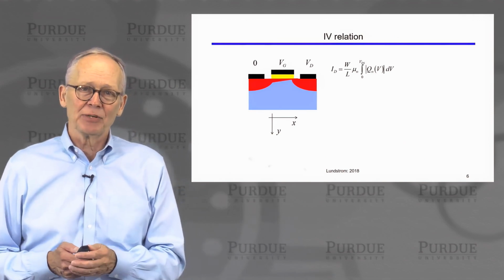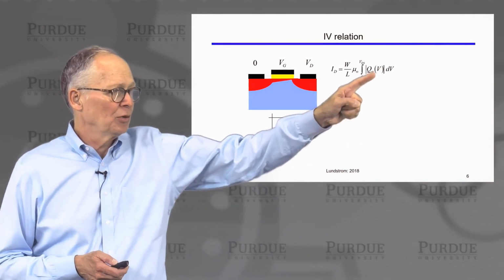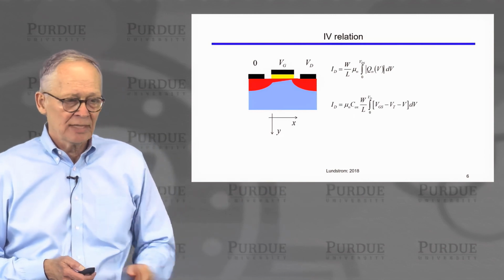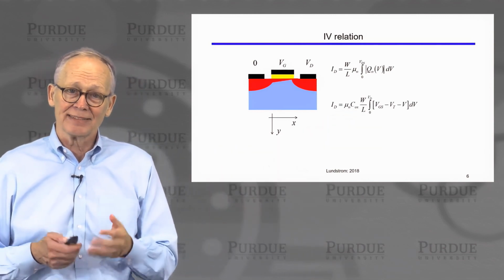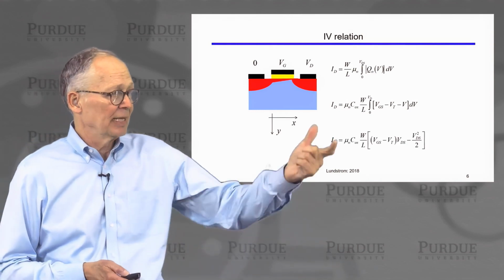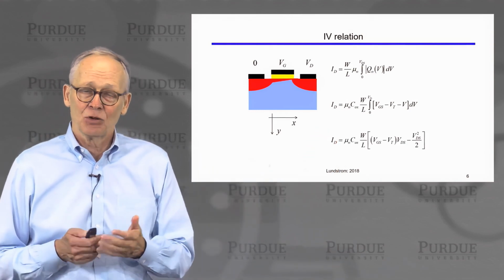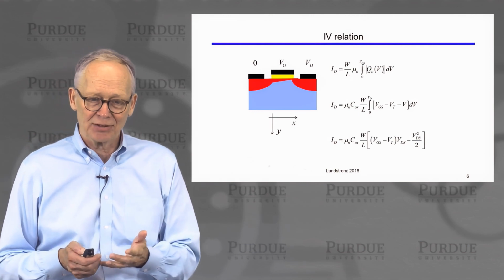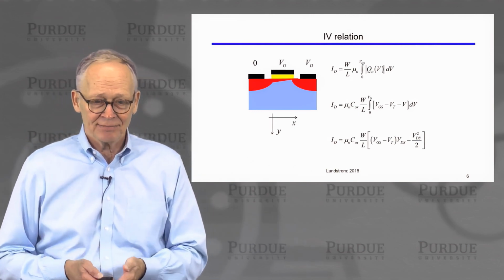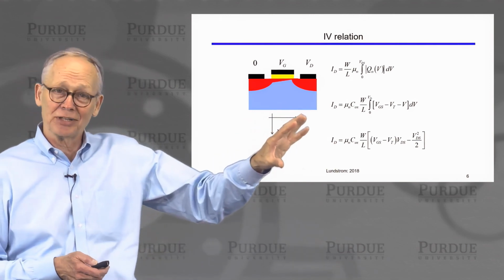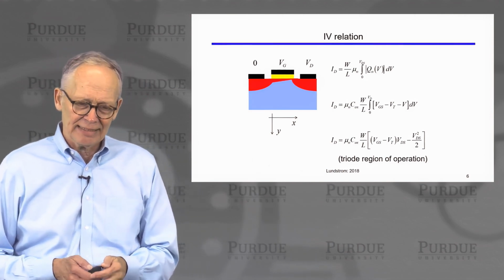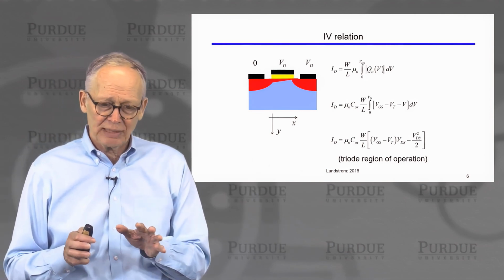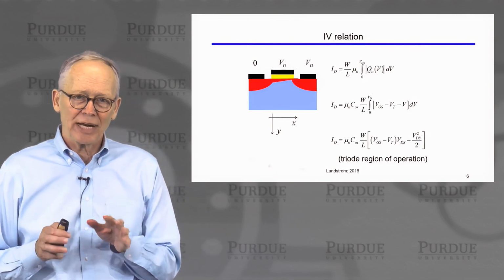All right, back to our IV relation. We now know how to specify Q. We put our expression for Q in there. We do the integral. It's an easy integral to do. And here's the result. So we have an expression for the IV characteristic of the MOSFET, and it wasn't too hard to get. Now, this region of operation, which we'll plot in a minute, is known as the triode region of operation.